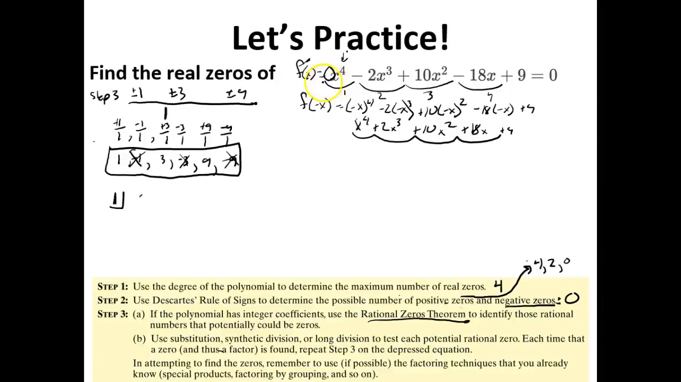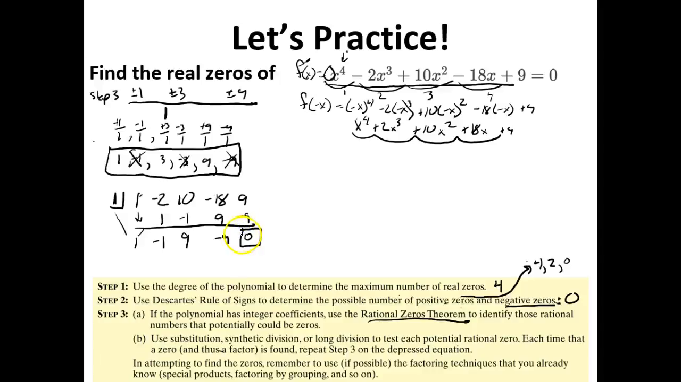And my coefficients come from up here as 1, negative 2, 10, negative 18, and 9. Drop the 1, multiply, 1 times 1 is 1, add negative 2 plus 1 makes negative 1. 1 times negative 1 is negative 1, 10 plus negative 1 is 9. 1 times 9 is 9, negative 18 plus 9 is negative 9. 1 times negative 9 is negative 9, 9 plus negative 9 is 0. I ended up with a 0.